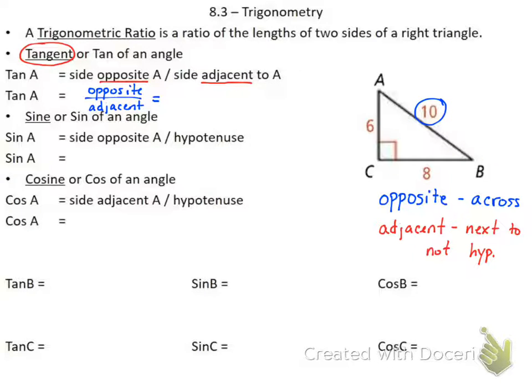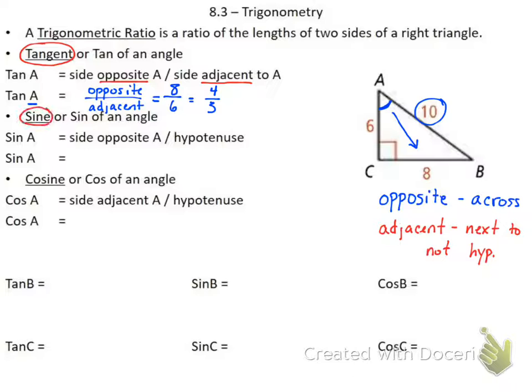So 10 is my hypotenuse, and this is saying the tangent of A, which means I'm going to start at angle A, and I want to find the sides that are opposite and adjacent. Remember that opposite means across from, so the side that's across from it is going to be 8. And the side that is adjacent to angle A, but not the hypotenuse, is going to be 6, which reduces down to 4/3.